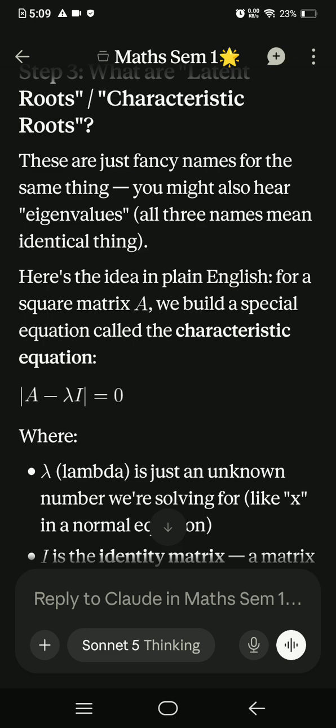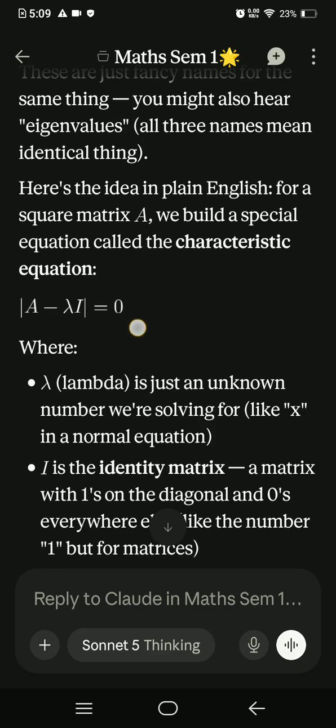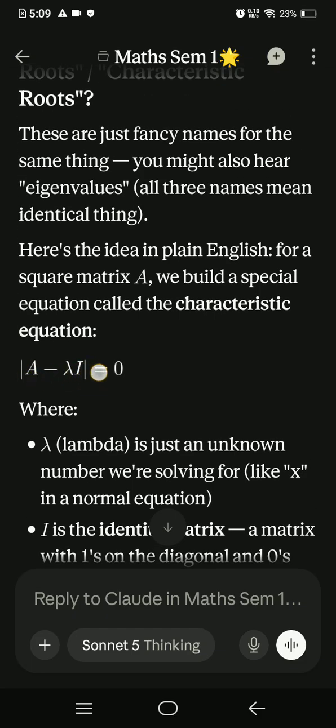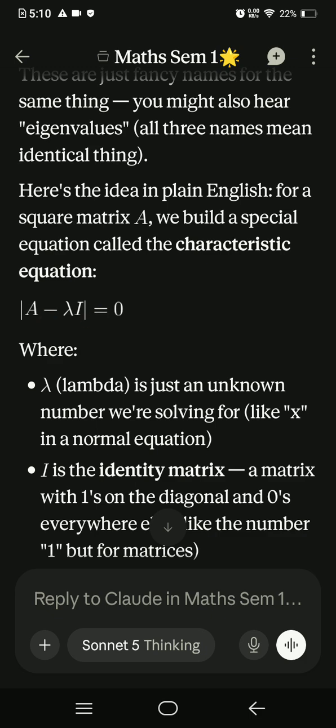For a square matrix A, we build a special equation called a characteristic equation, where the equation is this. So is it the determinant of A minus this constant multiplied with the identity matrix, or what was it? It was a 1 1 1 matrix, na. 1 0 0, 0 1 0 and 0 0 1 matrix, identity matrix.